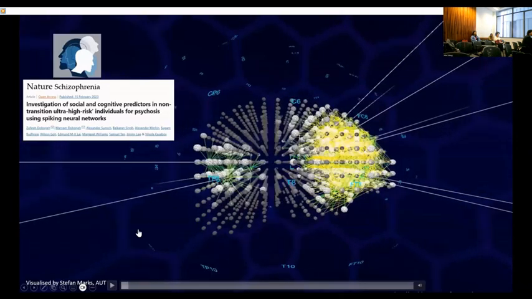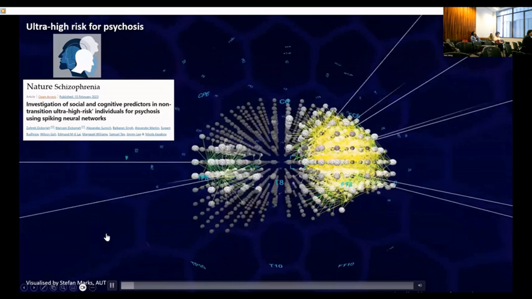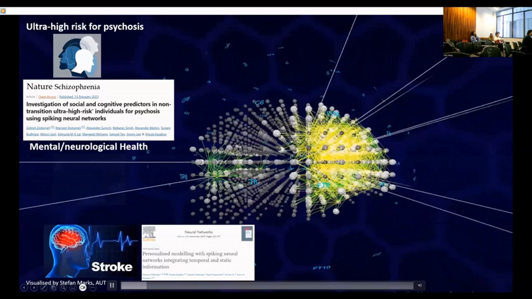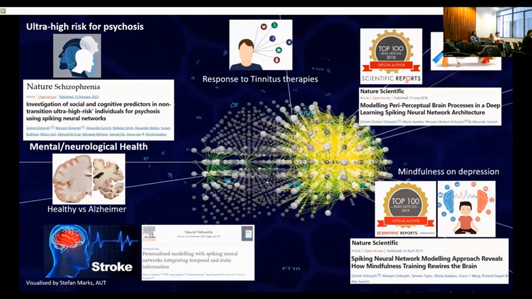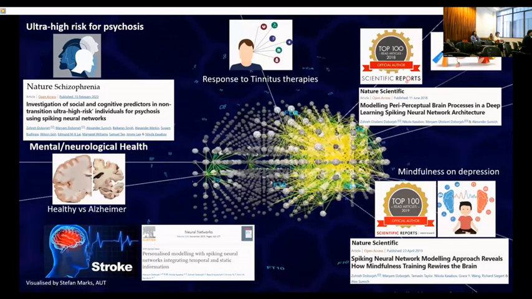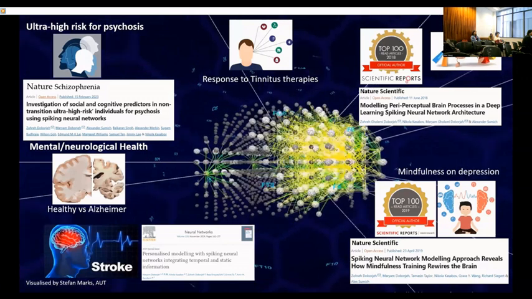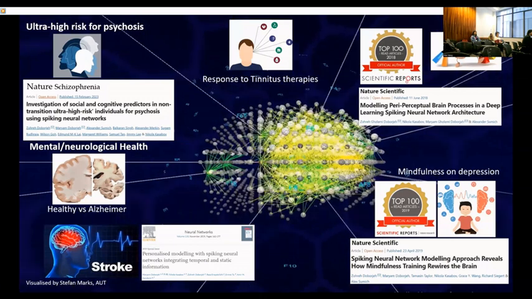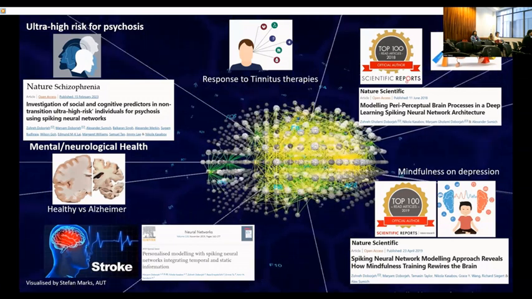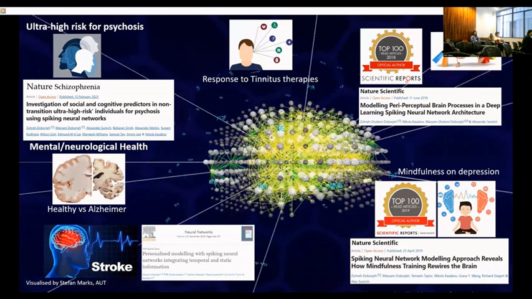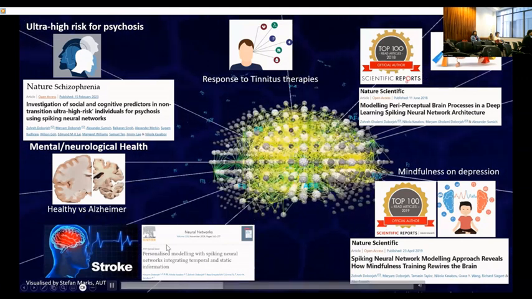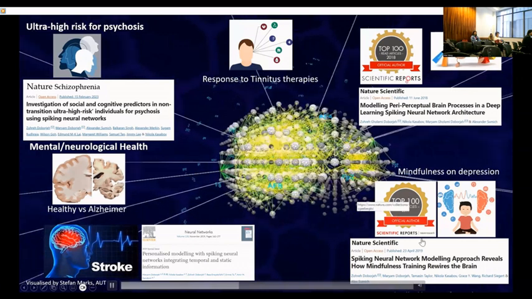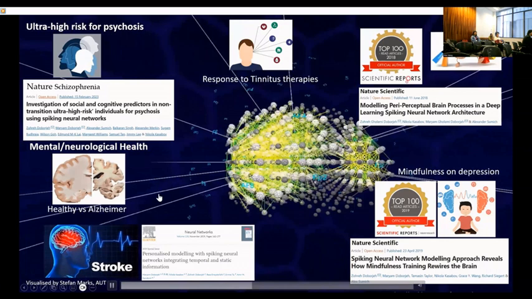And so far, I have applied the spiky neural network to different applications in mental health and neurological disorders, even in marketing, advertising, economics. But today I'd like to draw your attention mainly to mental health applications that I applied for schizophrenia, and for the effect of mindfulness on depression. Now let's have a look.